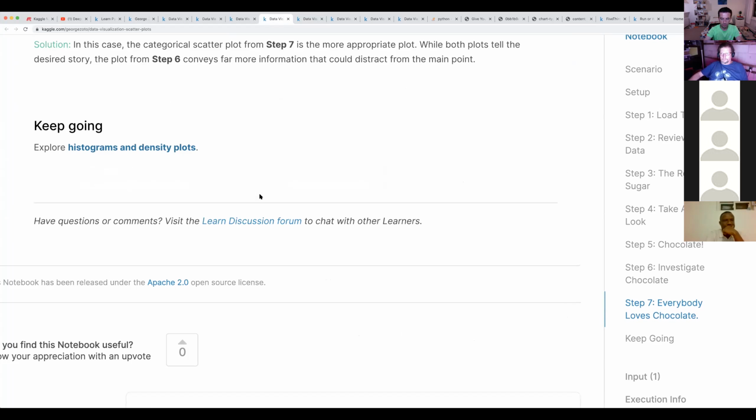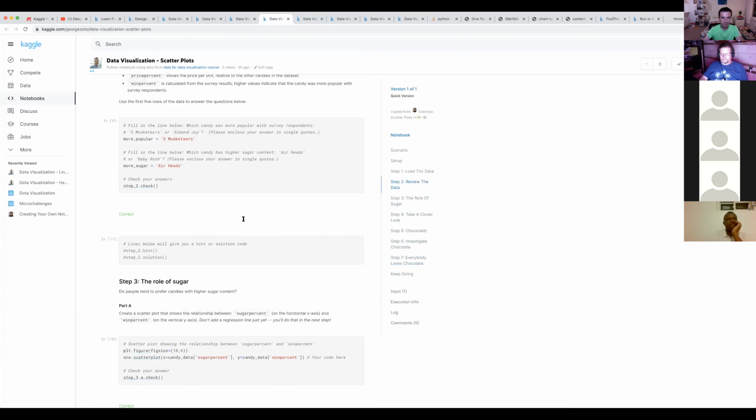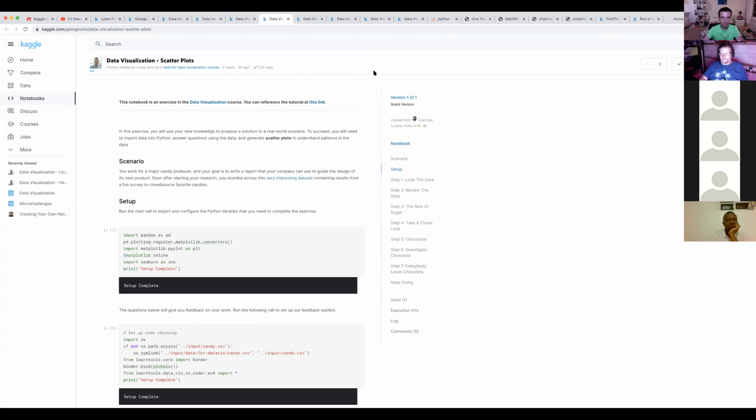So that was for scatter plots. This is a great way to visualize two variables in one chart. If you have three, you can add color as well to it, so you can have almost like a 3D visualization. Cool. If there are any questions in the chat, let me know.